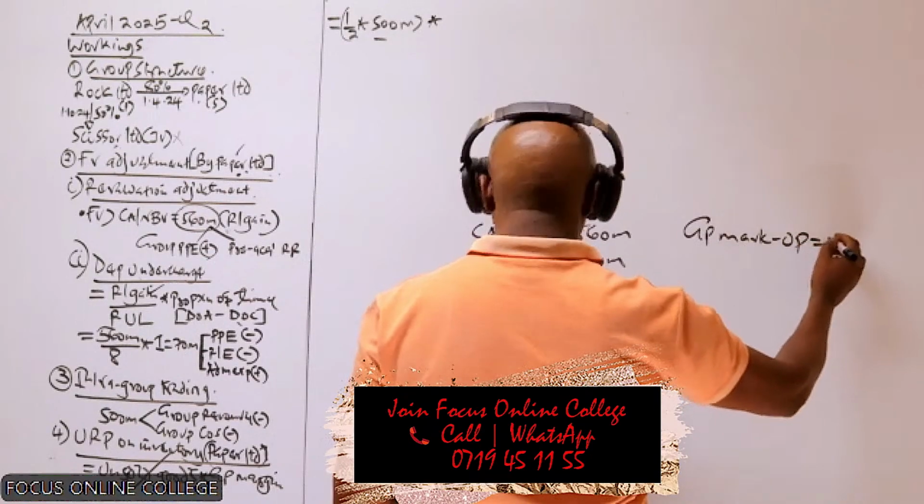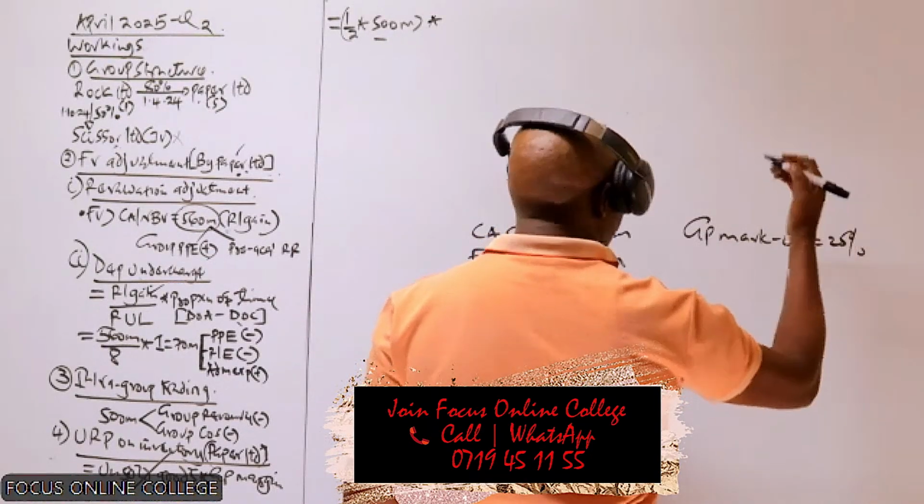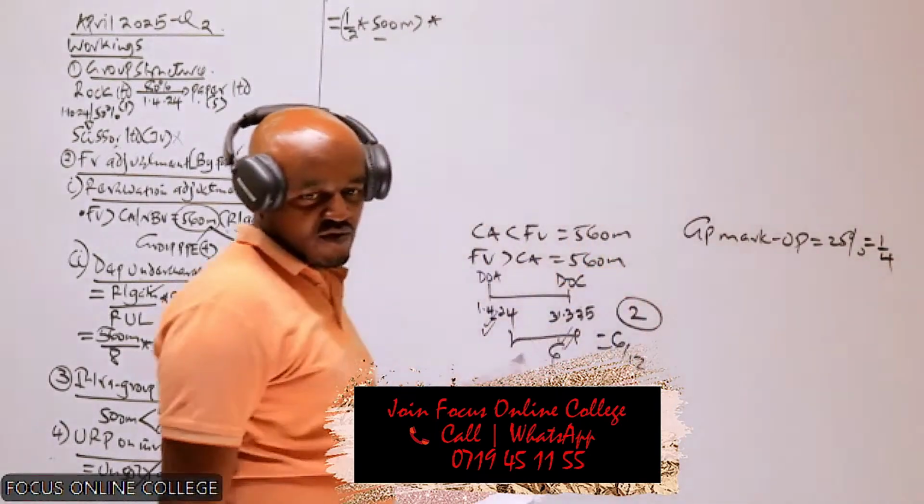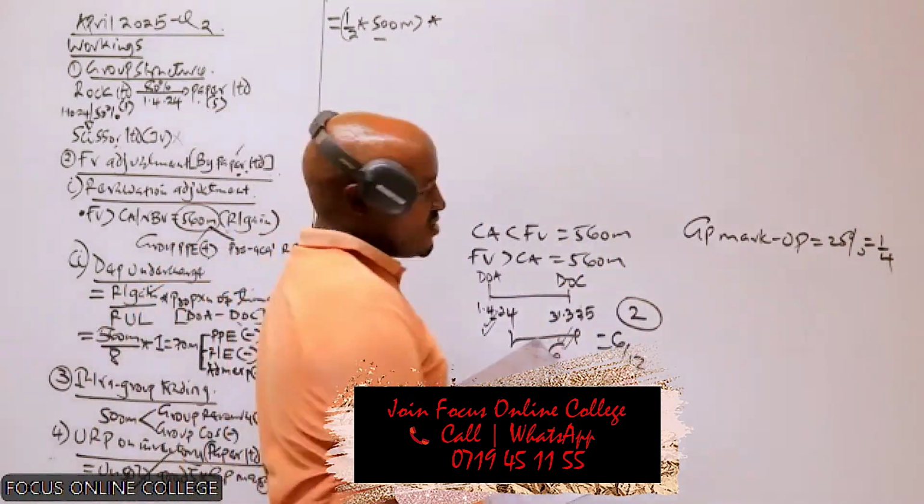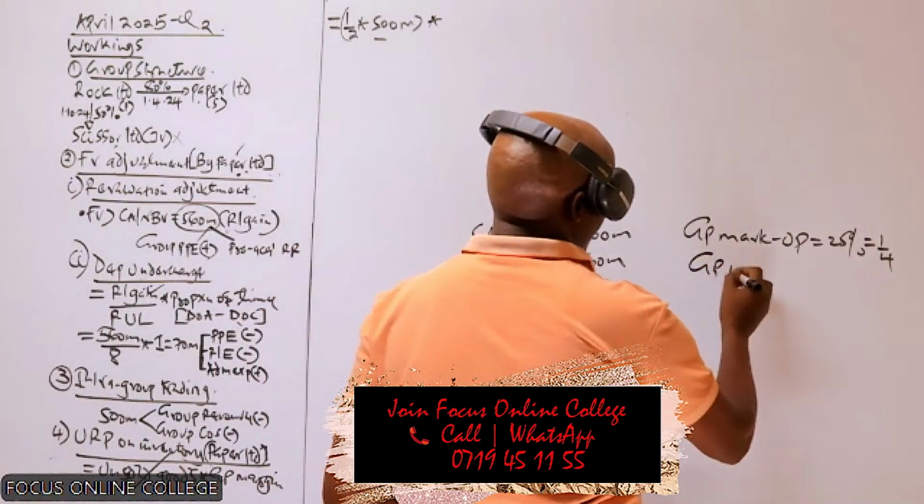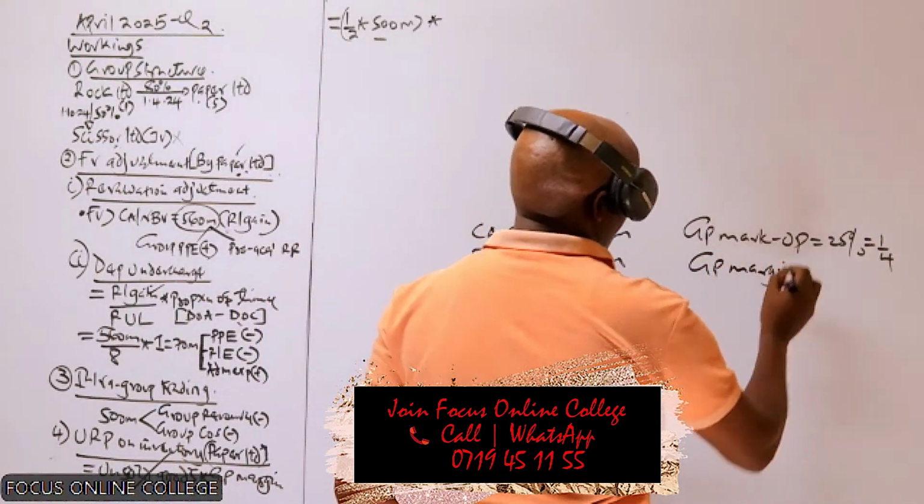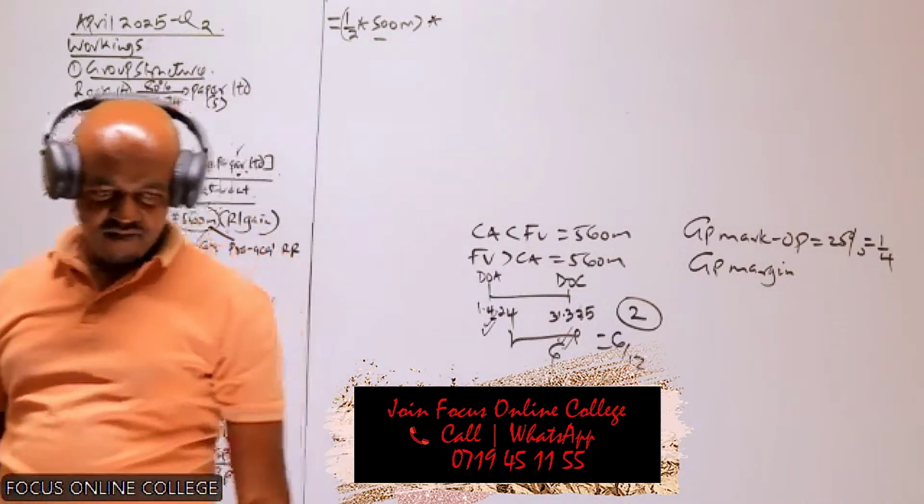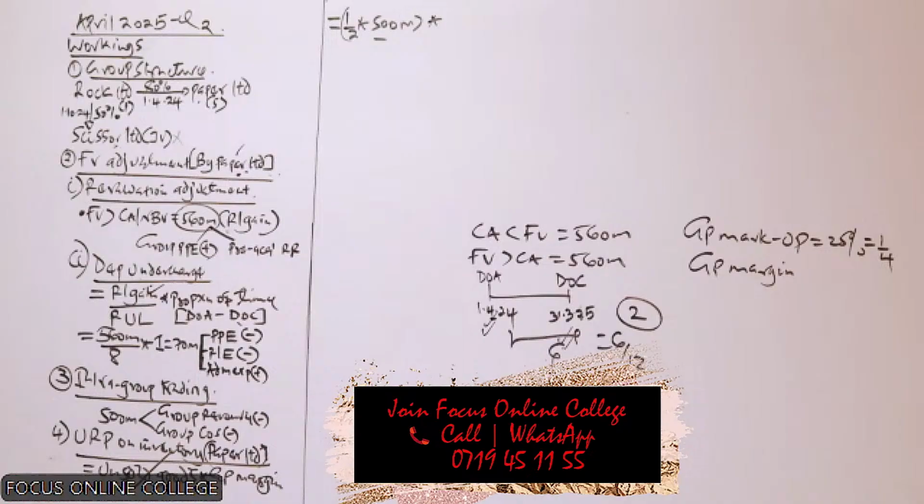Gross profit markup is 25%, which is basically the same as a quarter. So having this, can we determine the gross profit margin? Who can tell us which will be our gross profit margin here? Our gross profit margin, I'm told by Gilbert, will be 20%.